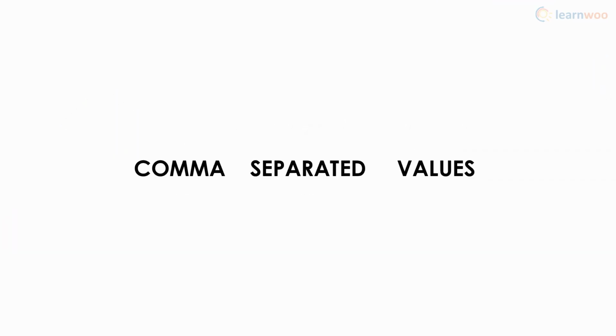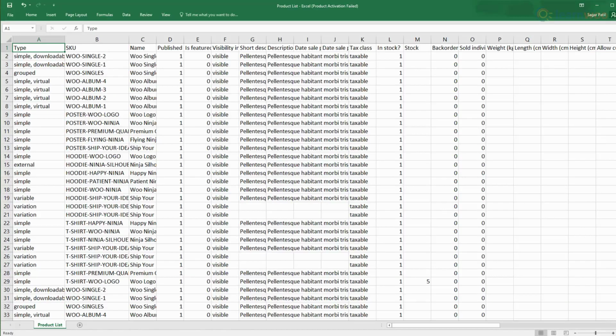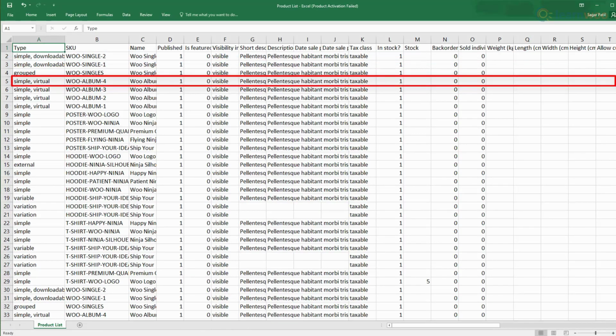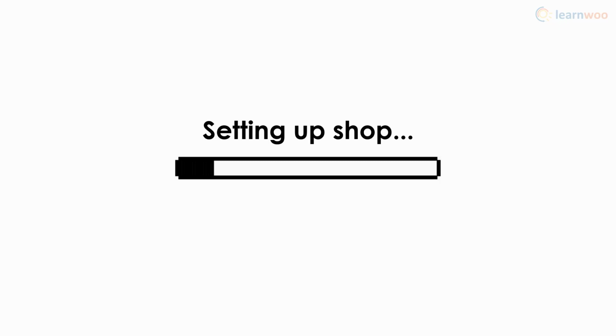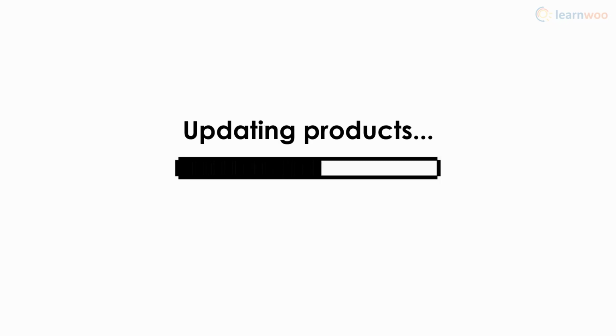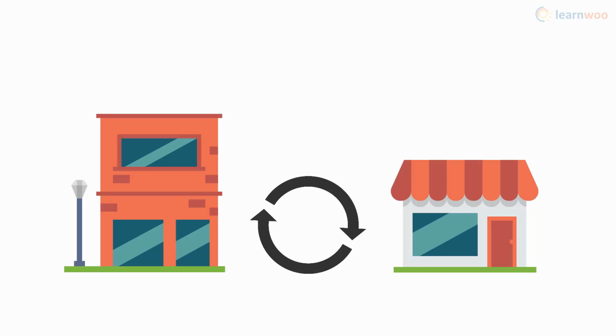A CSV or a comma-separated values file is a delimited text file that uses a comma to separate values. Each line of the file is a data record and each record consists of one or more fields, separated by commas. While CSVs help newbies set up shop within minutes, existing store owners can use CSV to update up to hundreds of products with new info or put them on sale. CSV is also great for syncing up multiple storefronts.